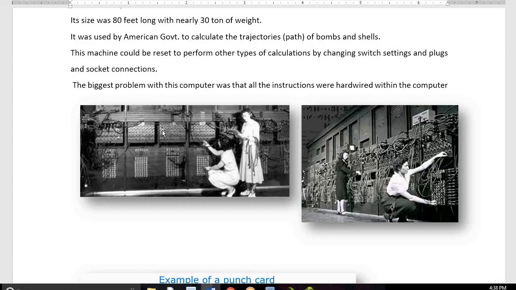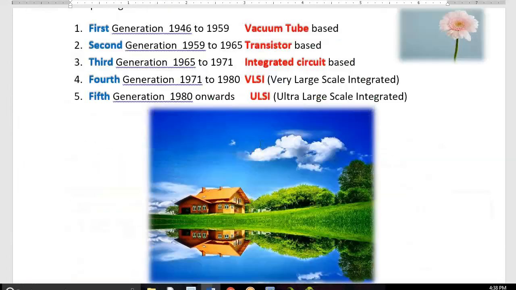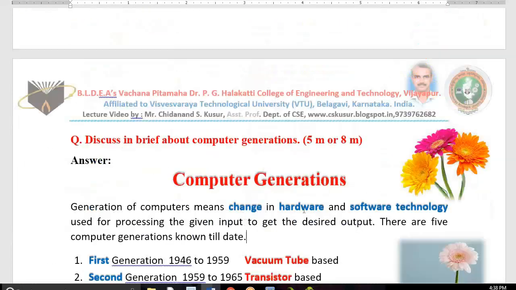These are the first generation of computers. You can see the size of these computers. They occupied the entire room. But today's computers are very small in size, very portable. Even a smartphone is also a computer for us. The size has been reduced, speed is increased, storage size is increased. We saw a lot of changes in hardware technology and software technology.